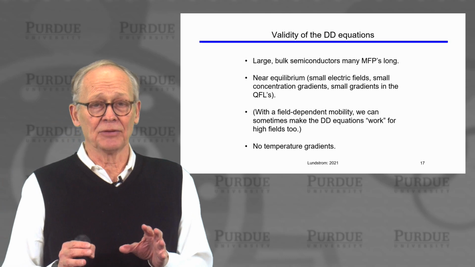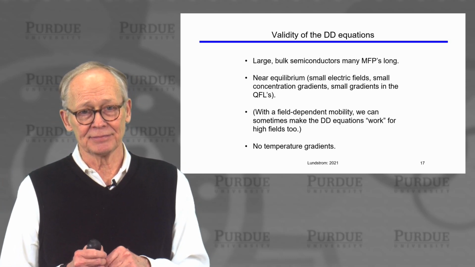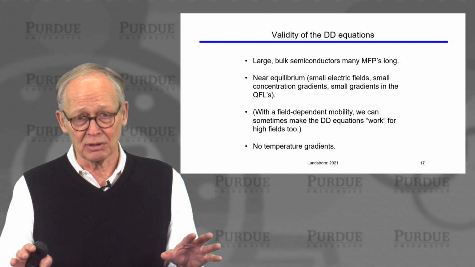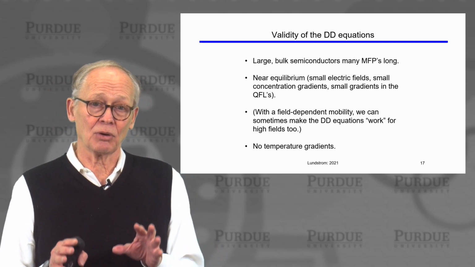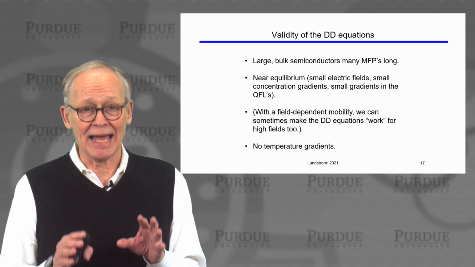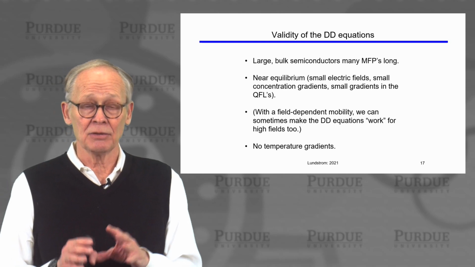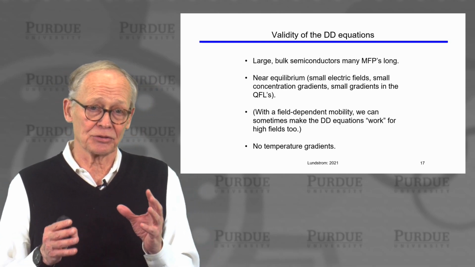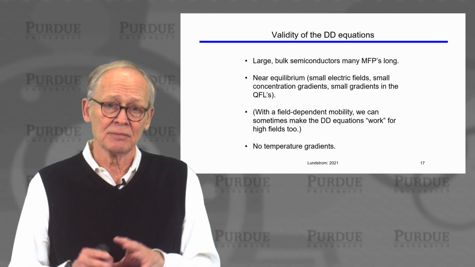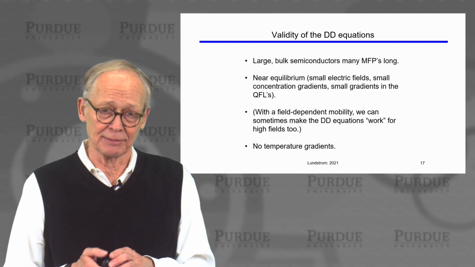I also want to point out that we have assumed that there are no temperature gradients, that the temperature is uniform along the semiconductor. Temperature gradients can cause current to flow also. We would have to add something to our current equation proportional to the temperature gradient. Those can be important. They can be the basis of devices called thermoelectric devices. But in this course, we are not considering gradients in temperature.